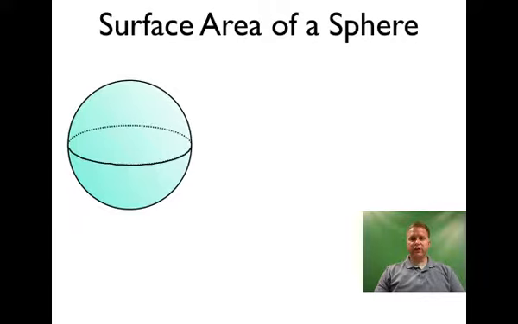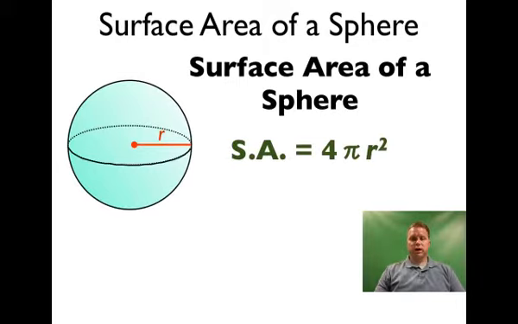Surface area of a sphere. You need to know your r, and that's all you really need to know. So the surface area of a sphere is found by 4 times pi times r squared. Again, you'll need to have that written down so that you can use it tomorrow. Plug in what we know.